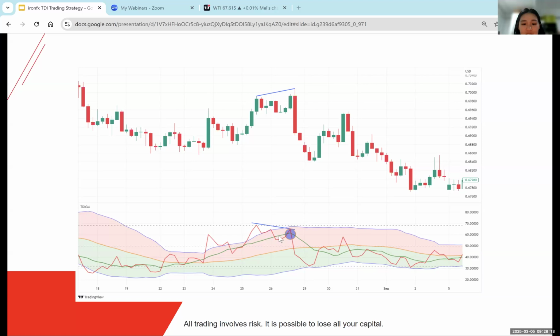Additionally, we have TDI showing us that this reversal happens in the overbought regions of the, I guess, the Bollinger Band component of TDI. So this also suggests a potential reversal, which we do see happen after that.